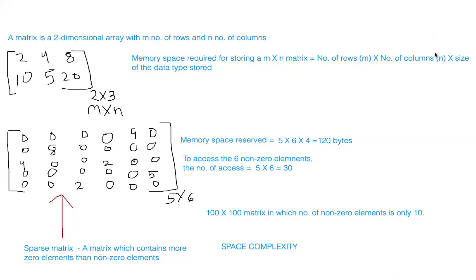Now, we will be coming to the representation of the sparse matrix. I will be taking a very small example, and with the help of that, I will be explaining to you. So first, we are going to see the array representation.